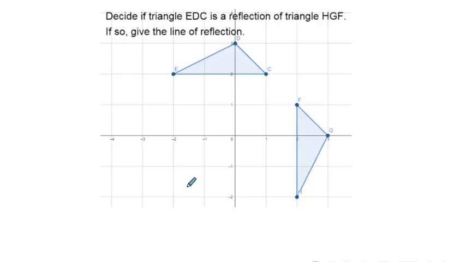Maybe you're noticing why. Again, same directions. Decide if triangle EDC is a reflection of HGF. If so, give that line of reflection. Well, last time we flipped it over a vertical line. If I flip it over a vertical line, then my triangle should be over here. So that didn't work. What about a horizontal line, side to side? If I flip it over side to side, then this original first triangle should be directly above it. So I'm running out of options.